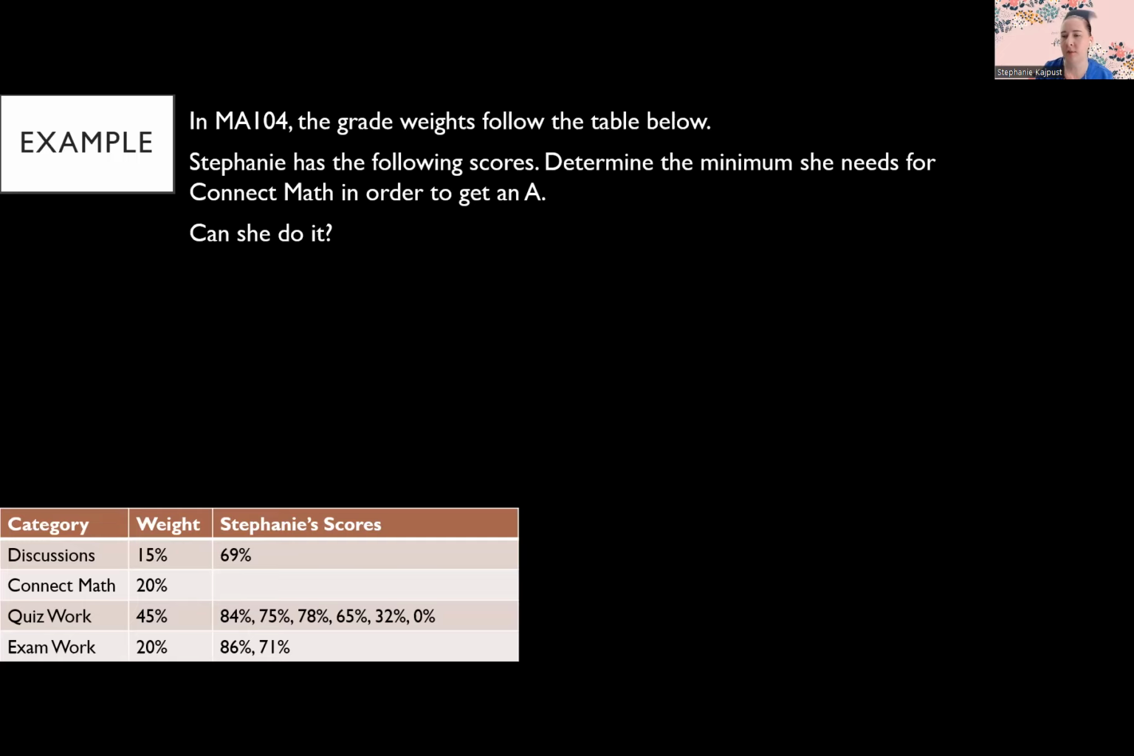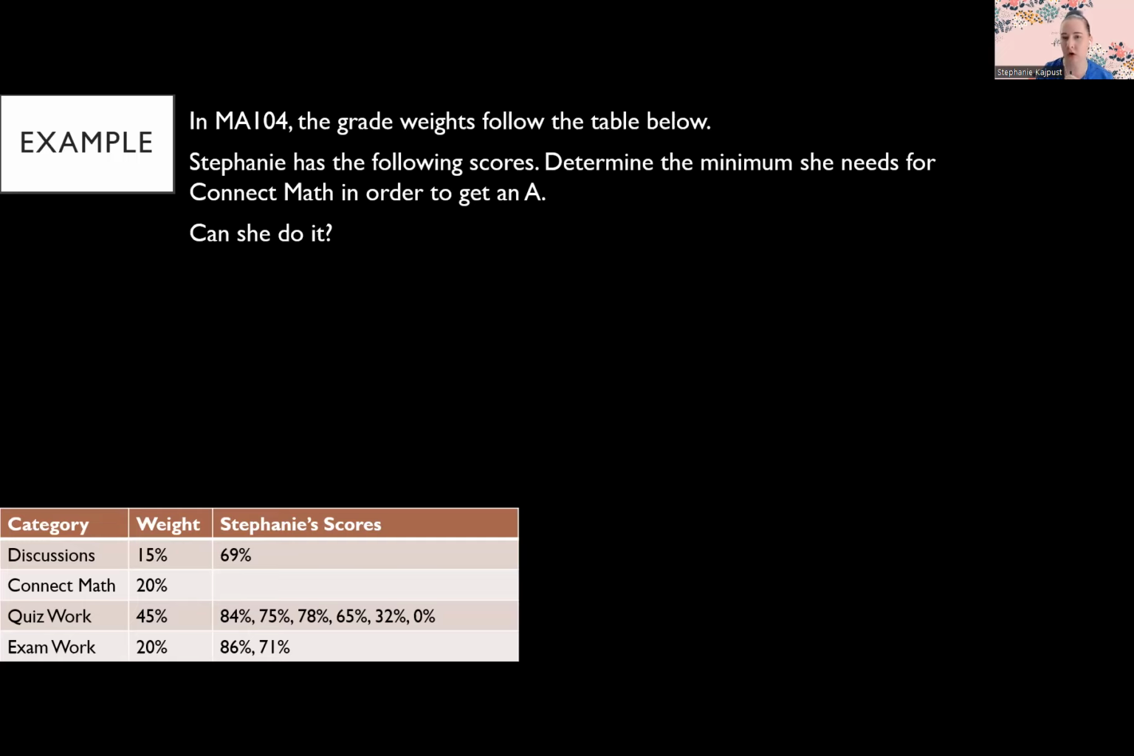We want to determine the minimum she needs for Connect Math in order to get an A. I did not put in my Connect Math; there is a Connect Math column with an average of your scores, and I left that blank because that's what we're trying to figure out. What do I need in that column to get an A? And then there are 6 quizzes. My scores were 84%, 75%, 78%, 65%, 32%, and 0. And then exam work, we have 2 exams, that's 86% and 71%.